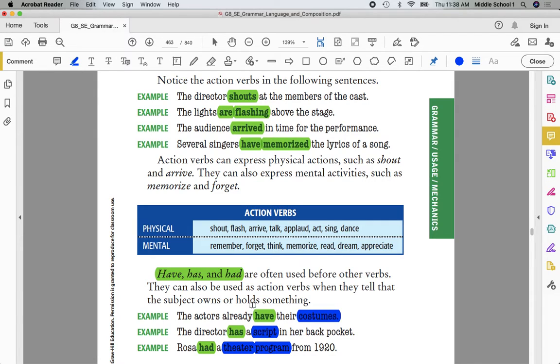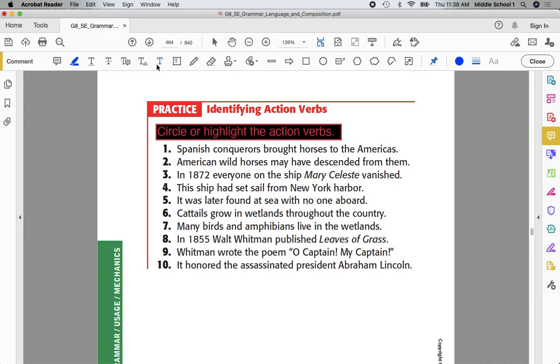So my task for today is to take a look at some sentences and simply identify what the action verb is inside of the sentence. Please turn to page 98. We want to concentrate on 10 sentences on the top of this page. Please use these directions. You'll see them on my screen over the top of something that was printed there. Circle or highlight the action verbs. That's my task for today.